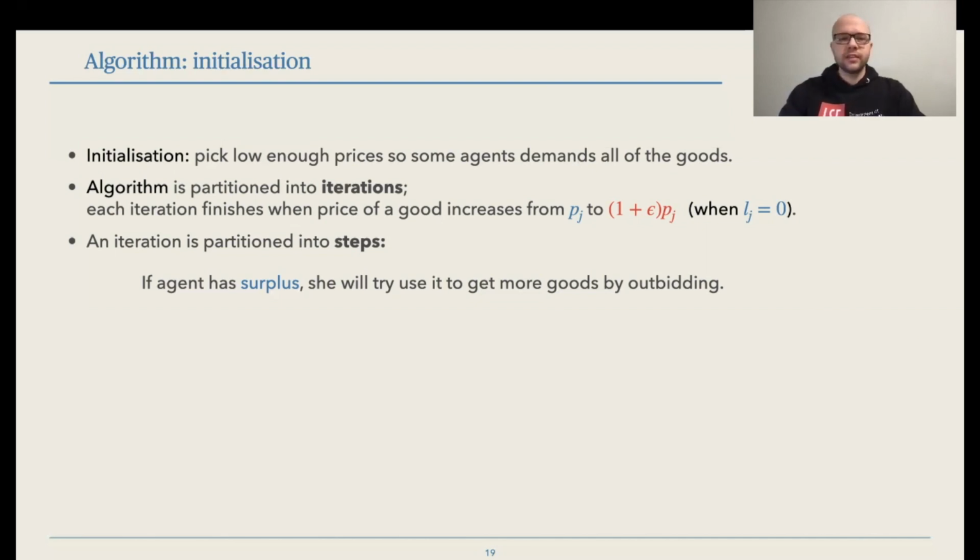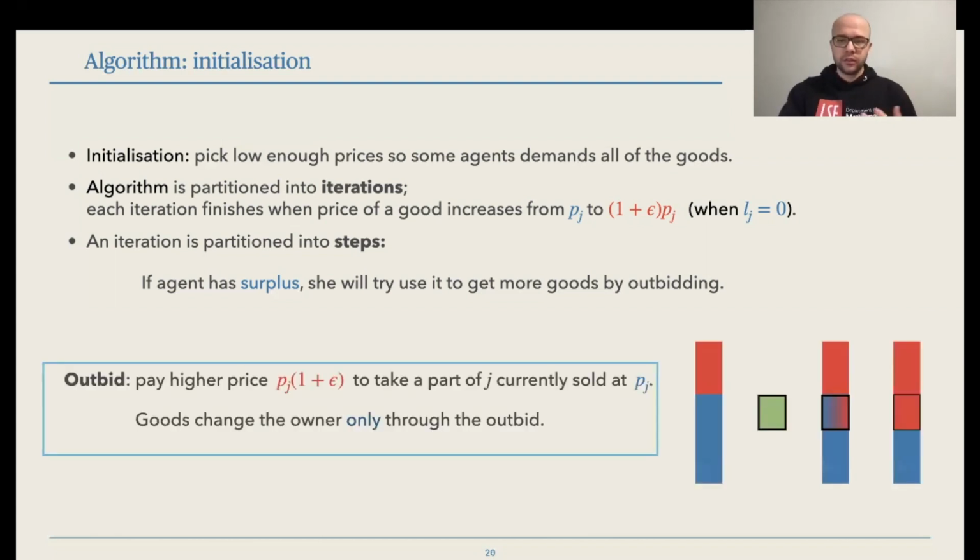And if this agent has a surplus, she will try to use the surplus to take more goods from other agents by outbidding. So let us just explain what outbidding is. Suppose that there is some good J, and a part of this good is being sold at the price PJ. The other part is being sold at a higher price, (1 plus epsilon) PJ. Comes an agent and demands once more to buy this green part.